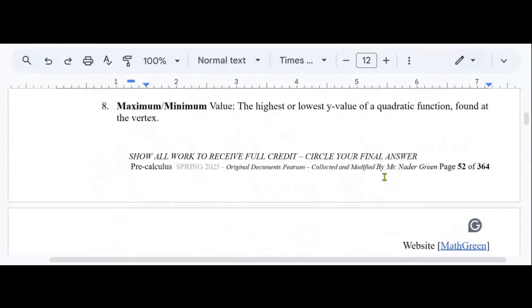Now we'll go for the maximum and the minimum. The highest or the lowest y value of a quadratic function is found at the vertex. So when you find the vertex, this will be your highest or lowest. Clear? Any questions? What does vertex mean in Arabic? Highest or lowest point.